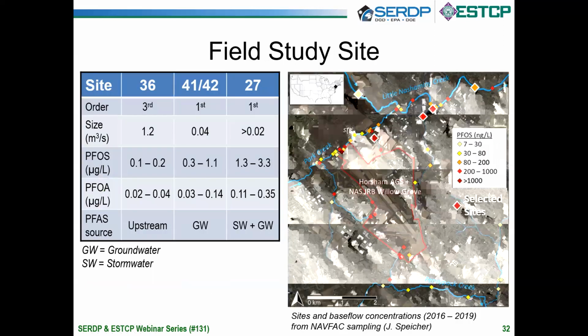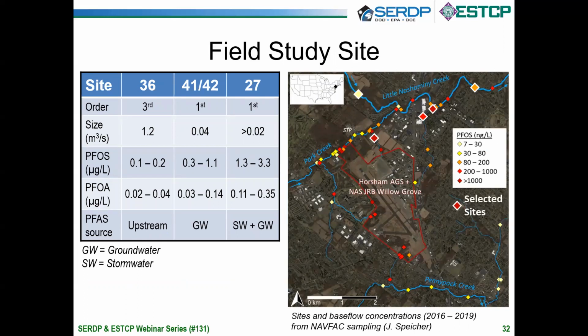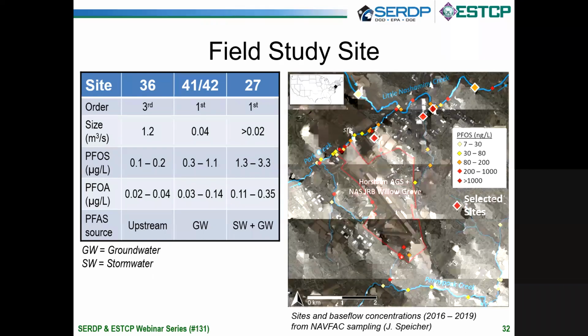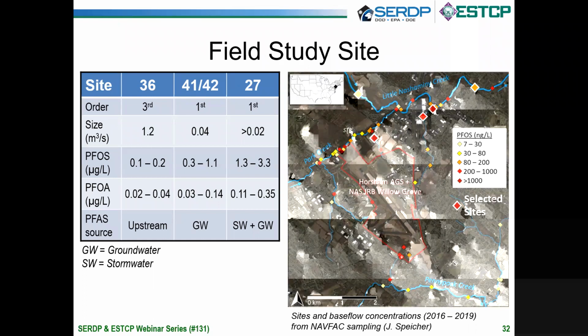The field site that we are going to be using for this study is a series of streams draining the Horsham Air Guard Station and former Naval Air Station Joint Reserve Base of Willow Grove in Southeast Pennsylvania. We've selected 3 contaminated and 1 reference sites, which are co-located with NAVFAC water and sediment sampling sites. These sites represent a range of different stream sizes, PFAS concentrations, and transport pathways from the AFFF source. Unfortunately, I don't have results to show today because sampling was delayed a year due to COVID, but we will finally be able to begin next month, so do stay tuned.